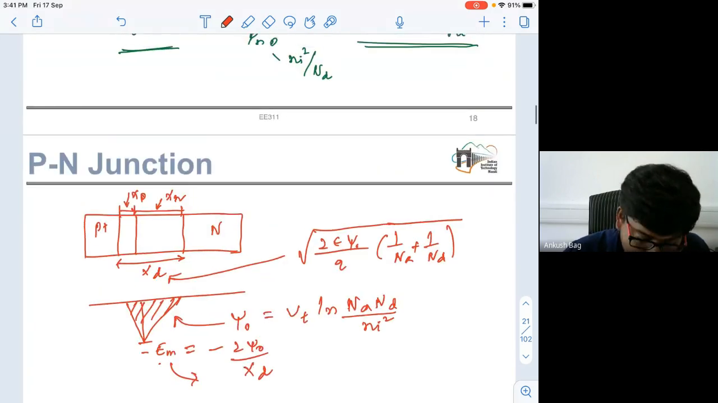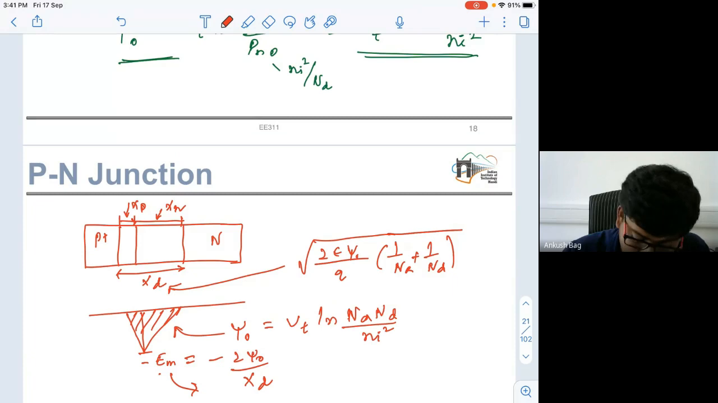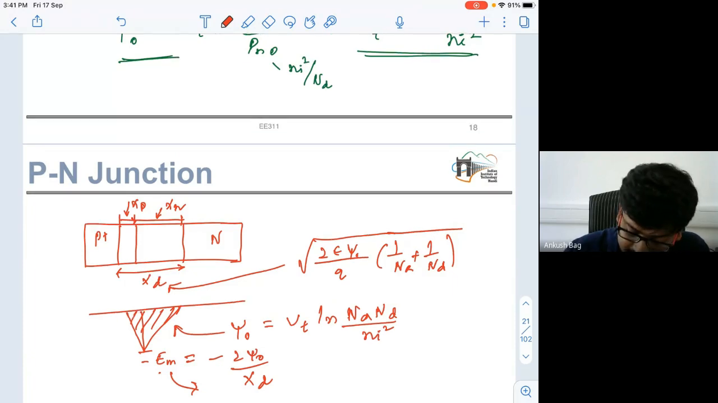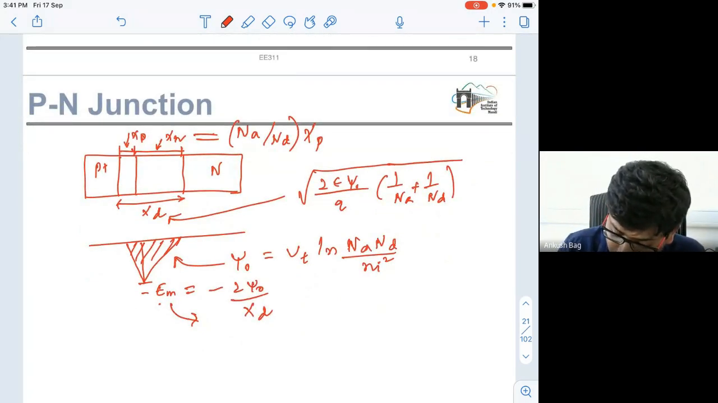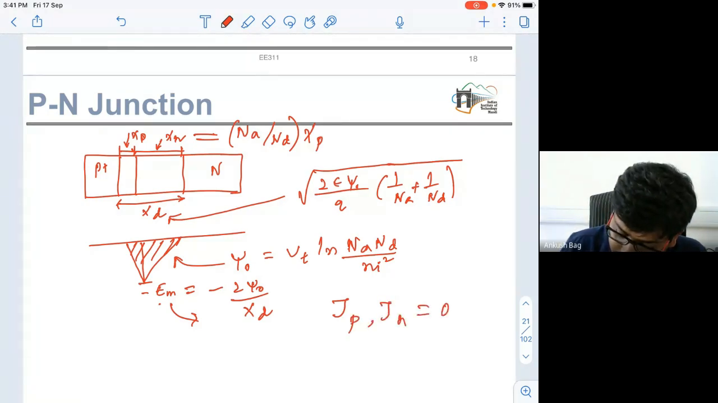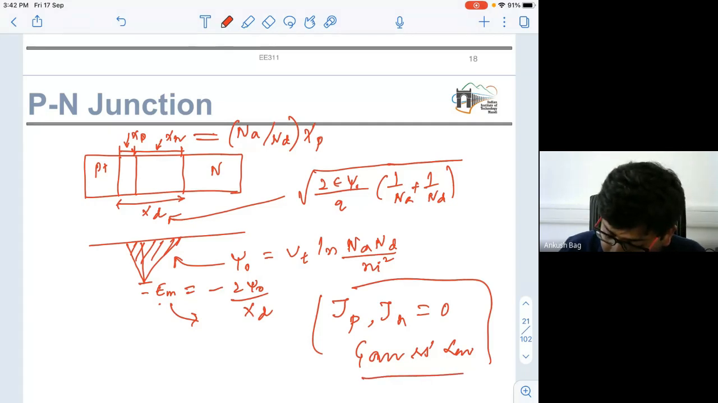and individually these values also we can understand, like this xn equals to Na divided by Nd xp. So now see, we have used only Jp, Jn equals to 0 and Gauss law. So we have used these two laws, or essentially these 3 laws, to derive all these parameters.